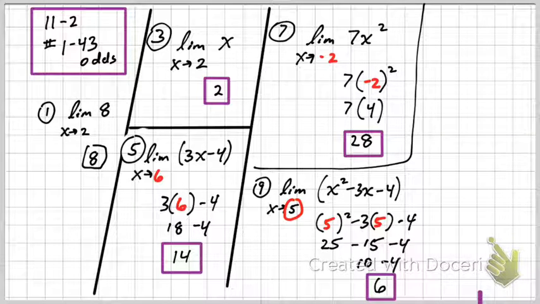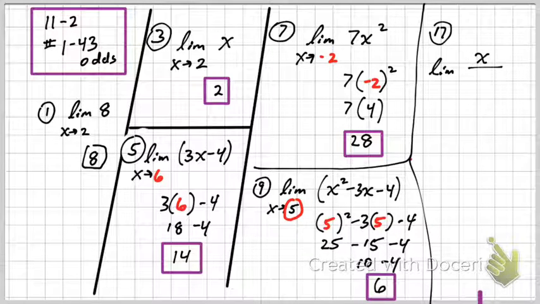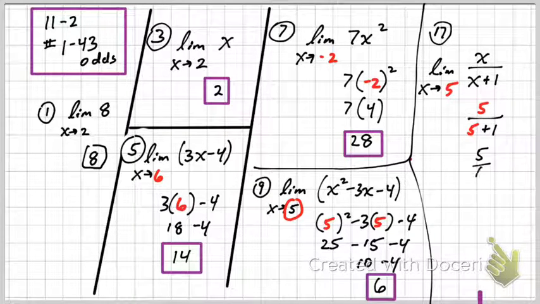I think up to at least 17 is direct substitution. When you get to 17 even, you have the limit of x over x plus 1 as x approaches what? 5. x is approaching 5. So I replace the x's with 5's. And I think that gives me my answer because, again, I can do direct substitution.